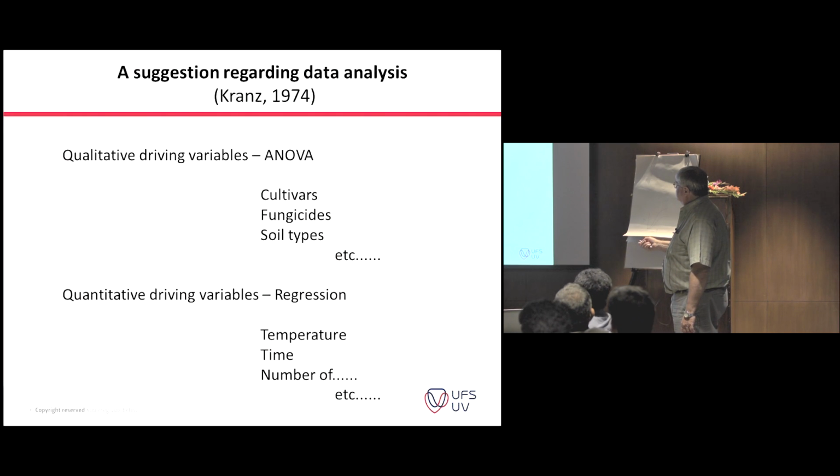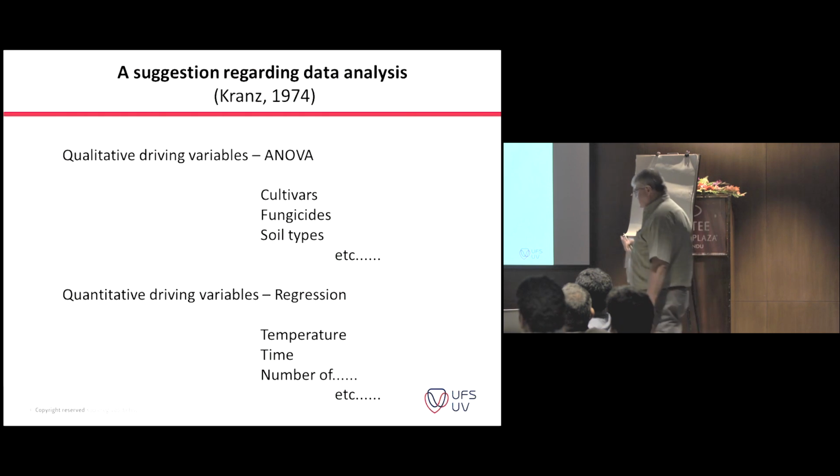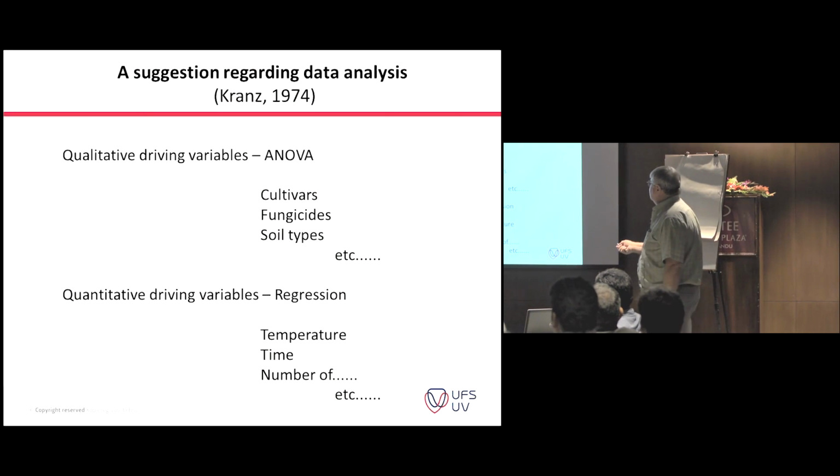Just a suggestion. If you're looking at qualitative driving variables, now when I say qualitative, I can't put a number on a cultivar. A cultivar's got a name, okay? It's a discontinuous driver. A fungicide, soil type. I generally use analysis of variance to work out the effect it's having on the population.